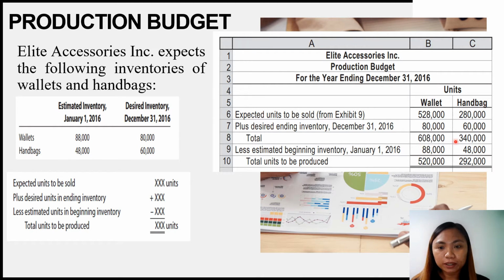So the total for the wallet would be 608,000 and for the handbag it is 340,000. Less estimated beginning inventory on January 1, 2016, that is 88,000 for the wallet and 48,000 for the handbag. So the total units to be produced for the wallet is 520,000, while for the handbag it will be 292,000 units. That is how we would compute the production budget.